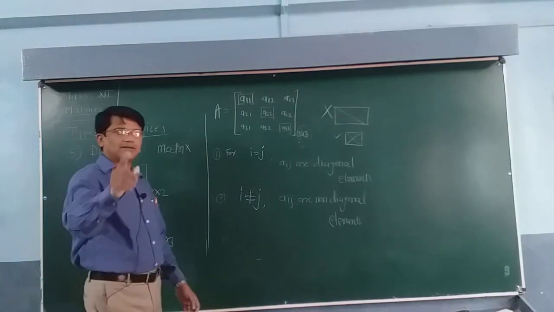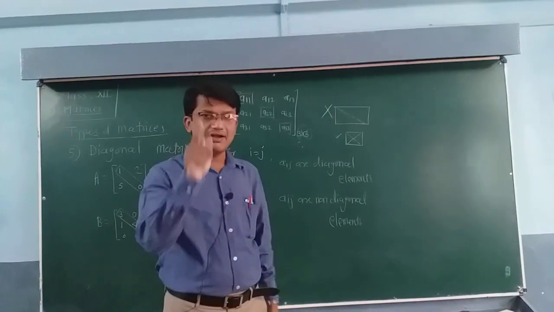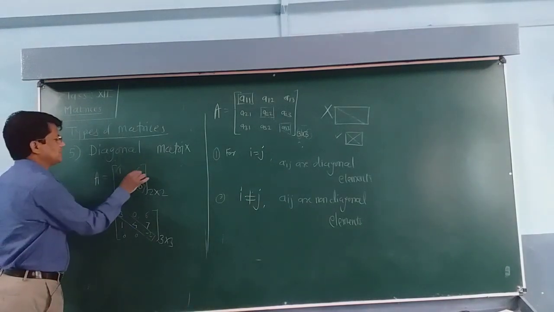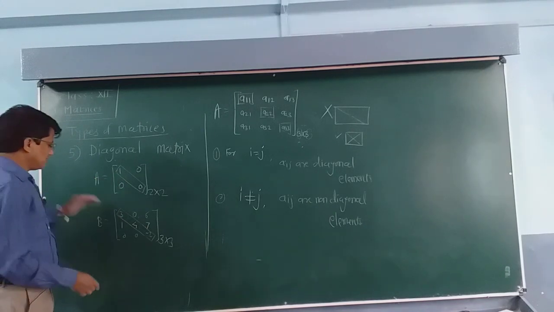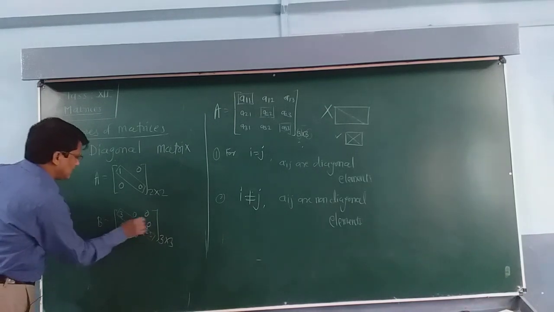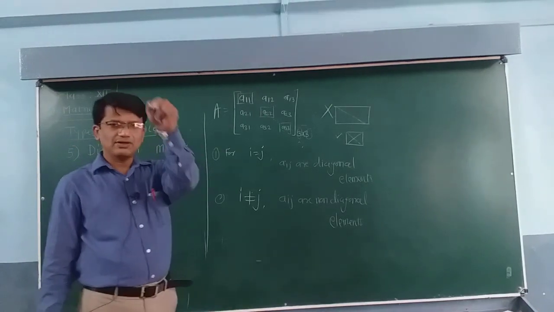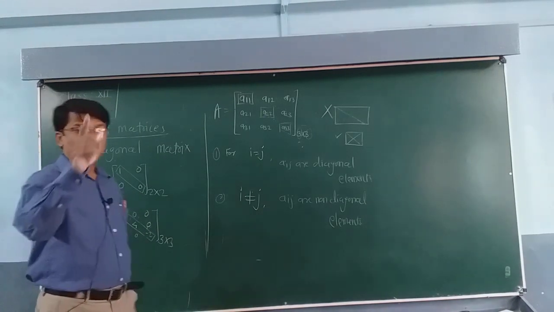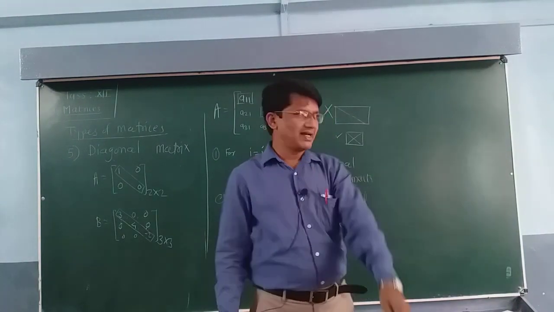But for a diagonal matrix, one more condition remains: the non-diagonal elements should be 0. Here, the non-diagonal elements are 0. Okay, this is a diagonal matrix. Here too, instead of 1 write 0; all the elements should be 0. So this is also a diagonal matrix. So what is a diagonal matrix? Non-diagonal elements are 0, and it should be a square matrix.